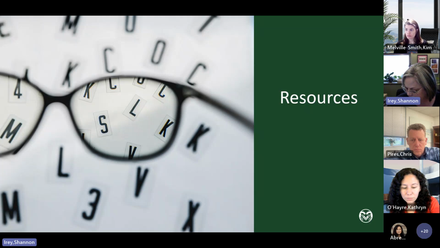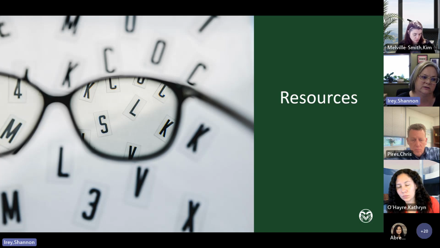Looks like Kat put in the chat the Excel spreadsheet that we have that has the mandatory student fees, the current ones. This will be updated when we know what the new mandatory fees are going to be for next semester, starting for the next fiscal year, or academic year, I should say. Do we have any questions before we head on to looking at some resources?